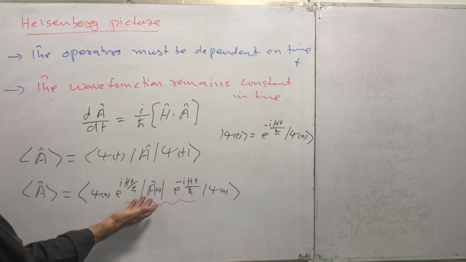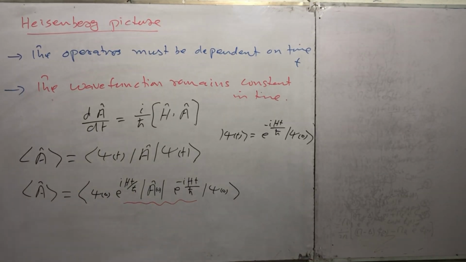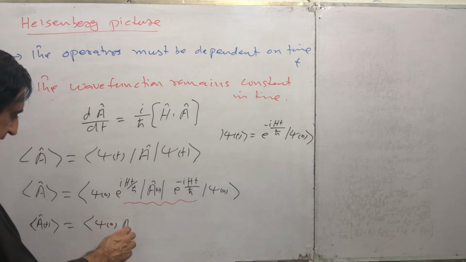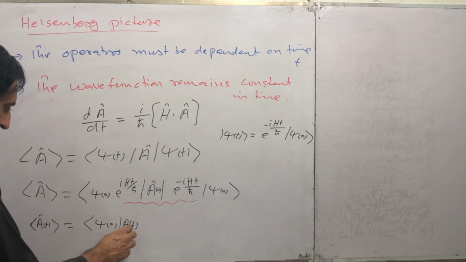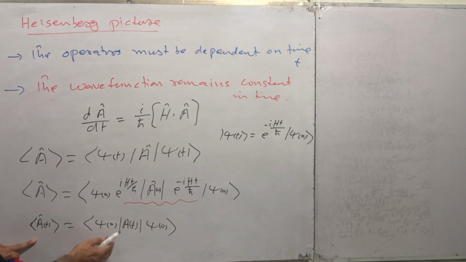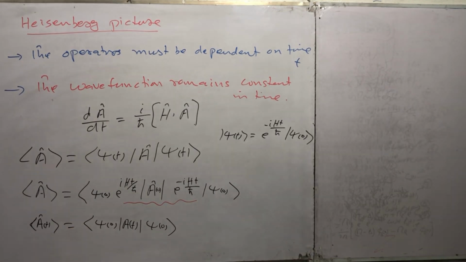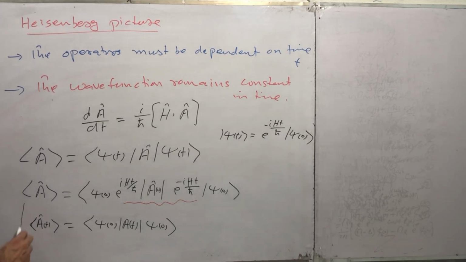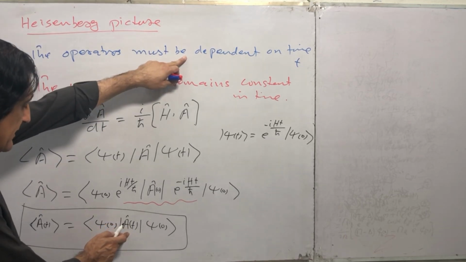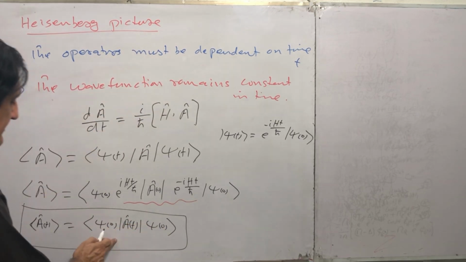This term is known as the Heisenberg operator. Then this A of t will be equal to psi of 0, A of t, and psi of 0. So the expectation value we can write in terms of this. In this case, you can see this operator A is dependent on time, but the wave function is independent of time.